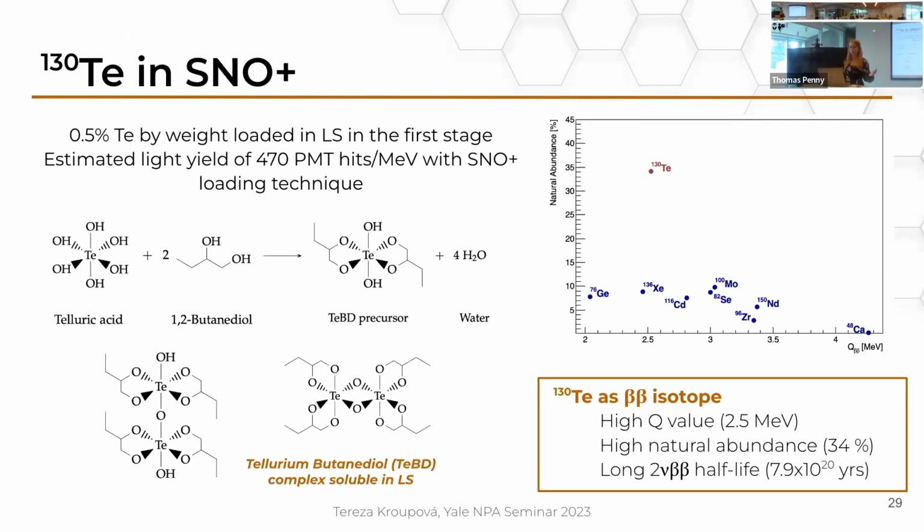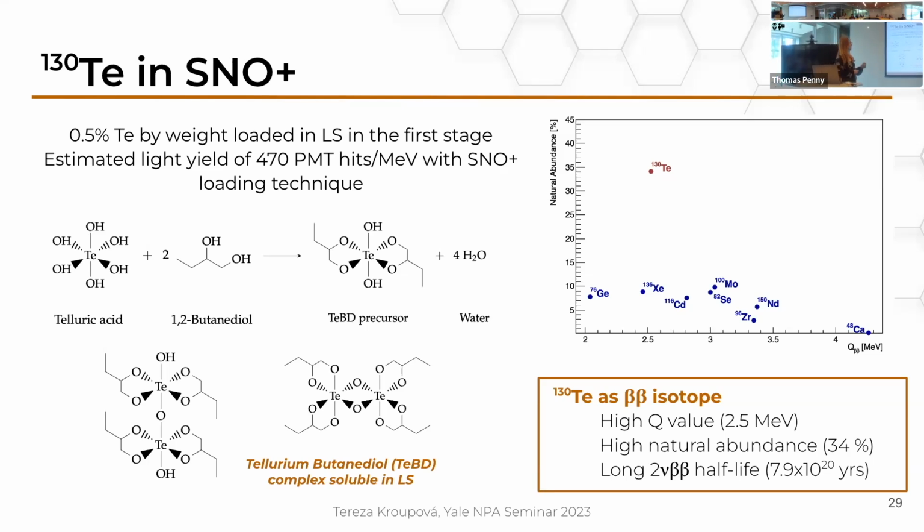So why tellurium and how do we get tellurium in? So tellurium is a great double beta isotope, primarily because of its very high natural abundance of 34%. It also has a decently large Q value of 2.5 MeV and a decently long 2 neutrino beta beta half-life. So the problem with this is that you very often have tellurium in inorganic compounds, but we would really want to load this into an organic scintillator.